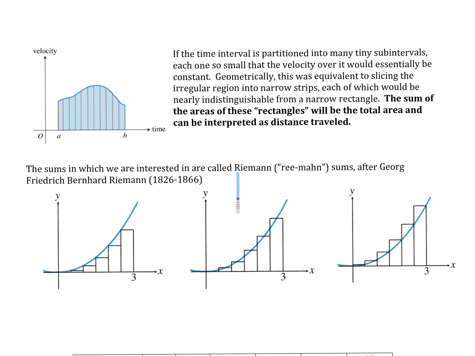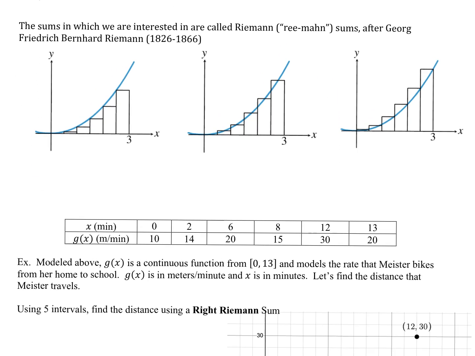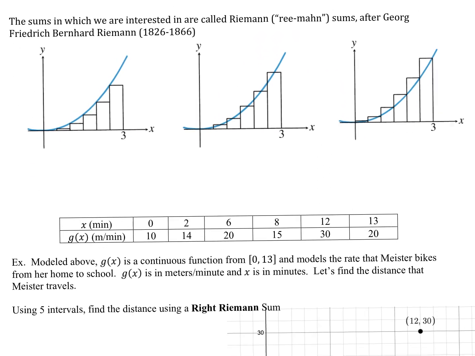And this man named Riemann is who we credit these rectangular approximations to. So Riemann says, if you give me a velocity graph, I can estimate the distance that we traveled using rectangles. Are they always going to be perfectly accurate? No, and that's okay. But here's what we're going to do.